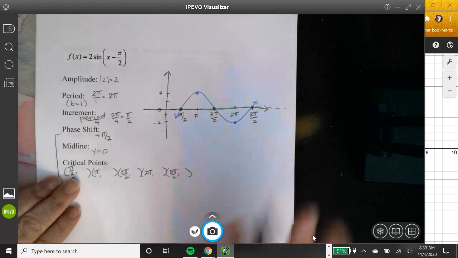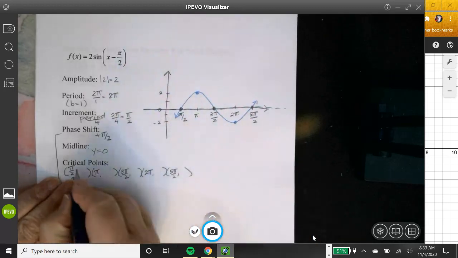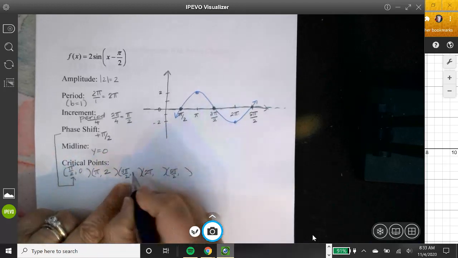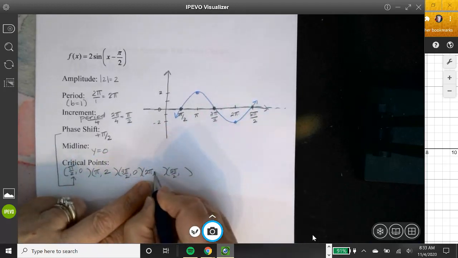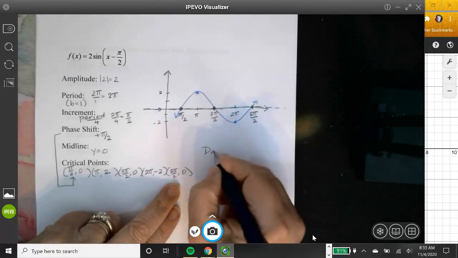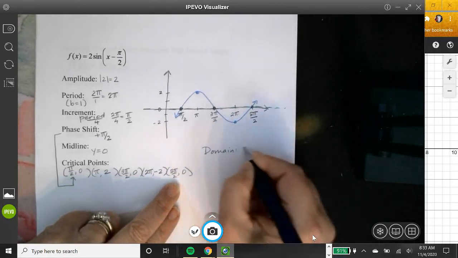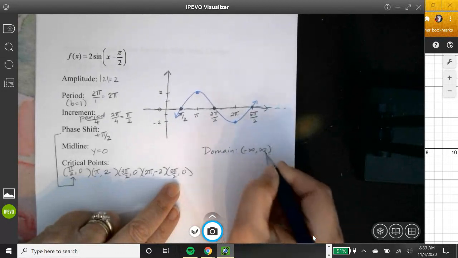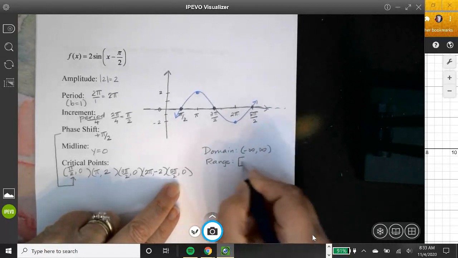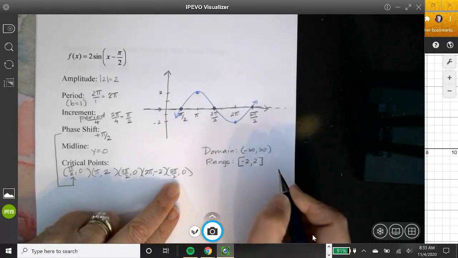Now, let's pick the y values off the graph. I get pi over 2, 0, pi, 2, 3 pi over 2, 0, 2 pi, negative 2, and then 5 pi over 2 is 0. The domain on this function, the angles possible, are all real numbers, and the range is going to be negative 2 to 2 inclusive.